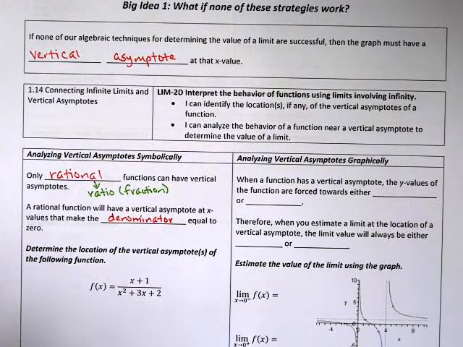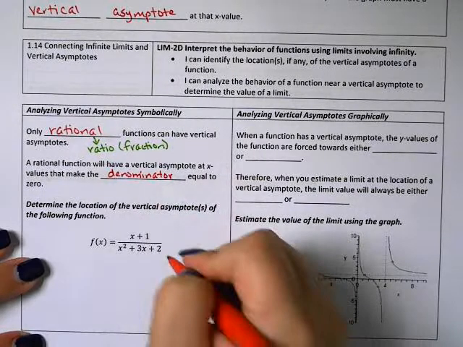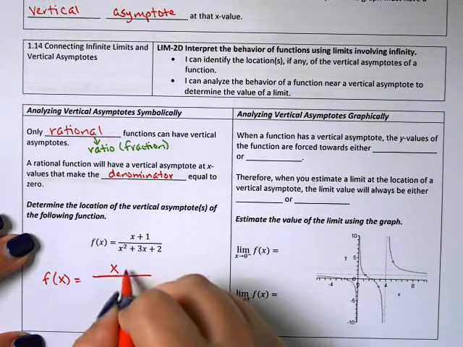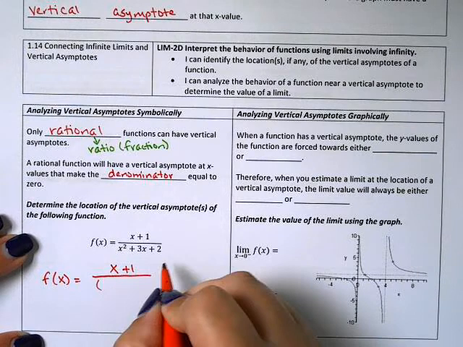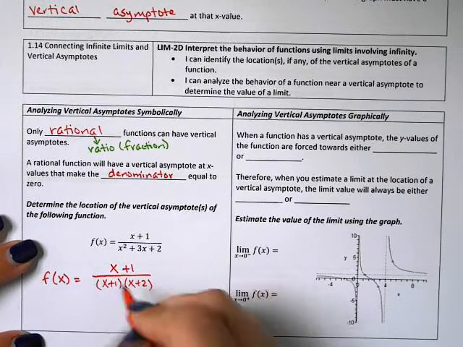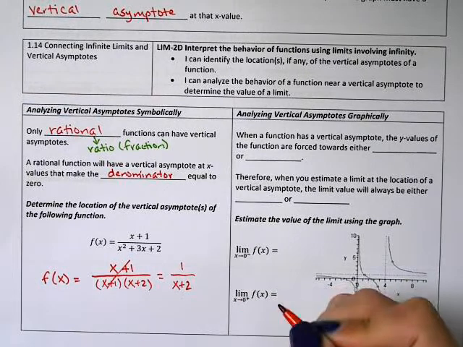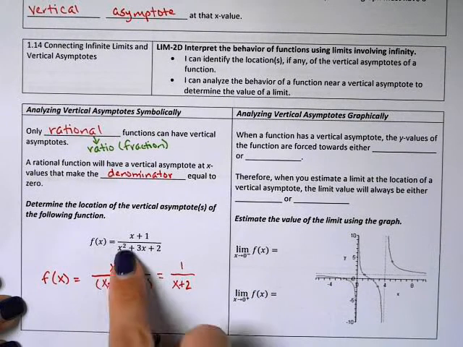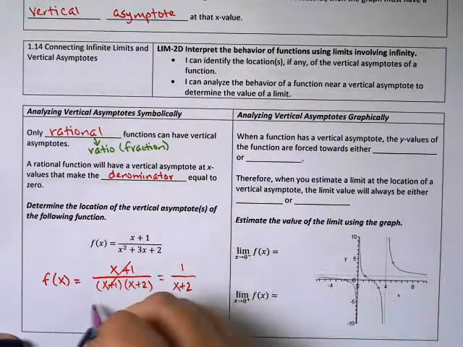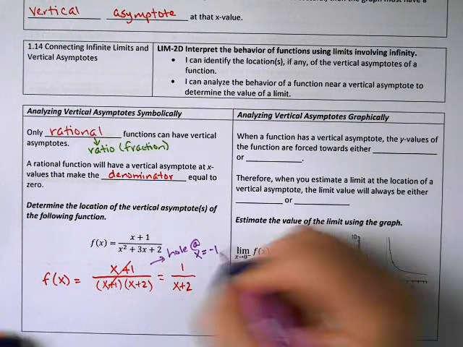So if we look at this one down here, we have f of x equals x plus 1 over x squared plus 3x plus 2. The first thing we have to do before we can determine the vertical asymptotes is factor the denominator. When I look at the denominator, what multiplies to 2 and adds to 3? That's x plus 1 times x plus 2. And we can see that this x plus 1 cancels, and we're left with 1 over x plus 2. You have to be careful because if we only looked at the denominator, it may look like we have two vertical asymptotes. But we don't. Because that x plus 1 canceled, this creates a hole at x equals negative 1. So be careful, that's not a vertical asymptote.